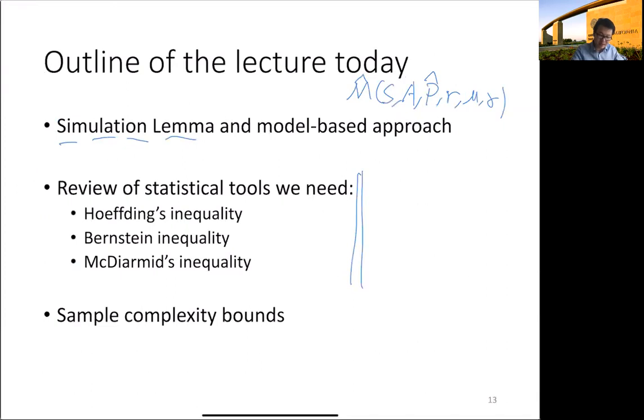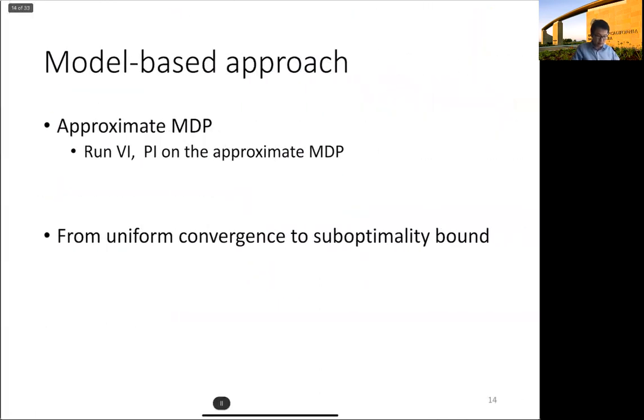So it is also reasonable to say that we also need to estimate the reward, right? But that is less of an issue. I intend to leave it as part of your homework one. All right, so for now we assume that this reward is shared knowledge.